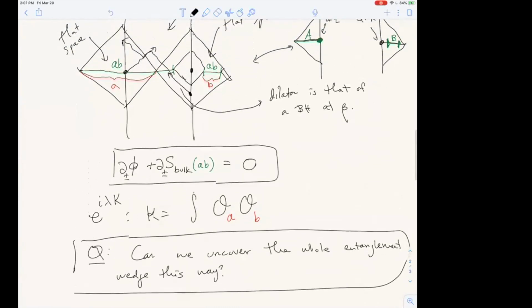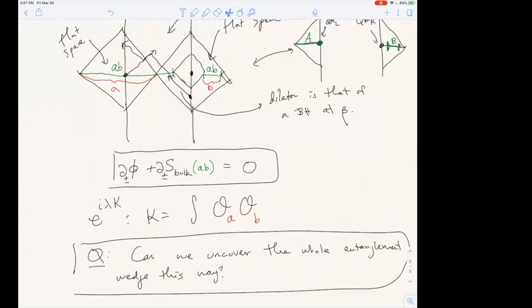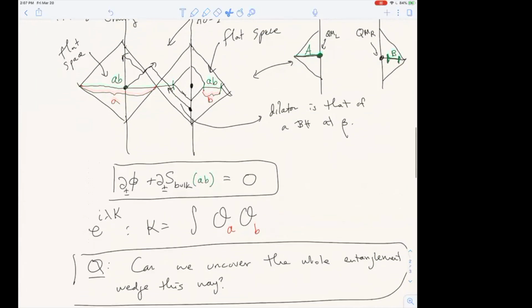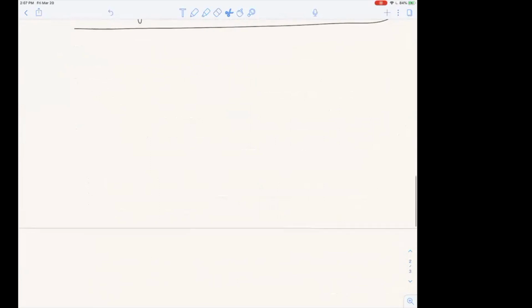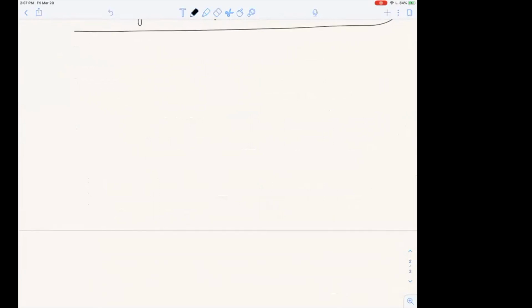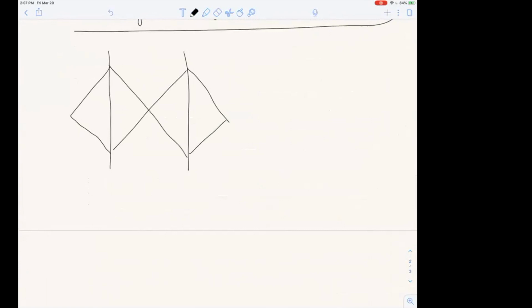Are there any questions about what I want to do? I'm just going to redraw this picture really quickly. Okay, so we have our region B. Any questions?